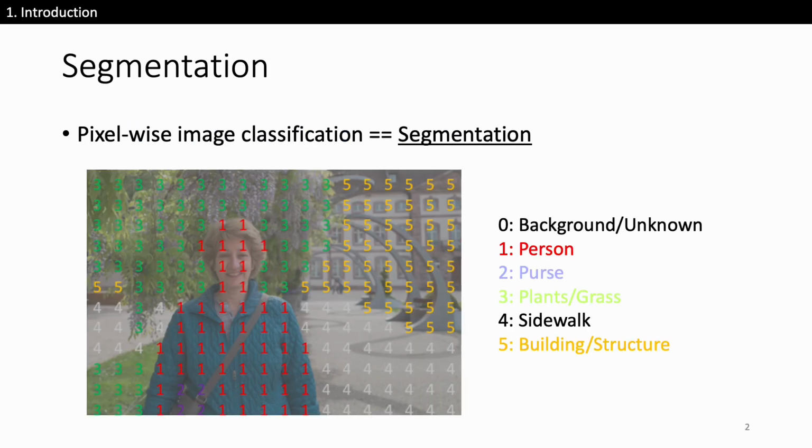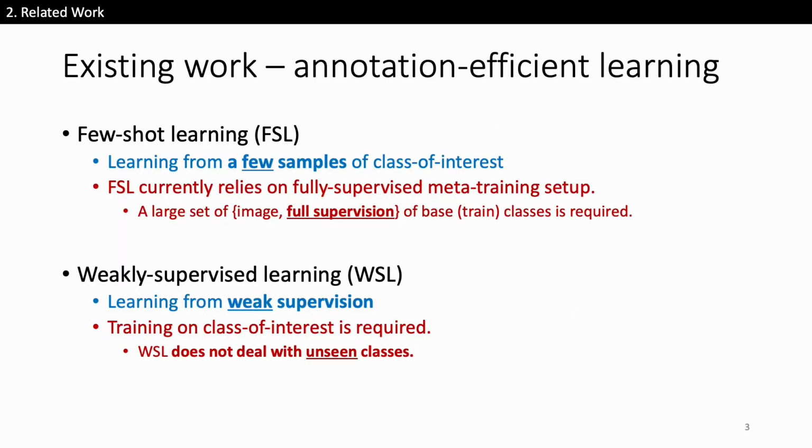Semantic segmentation is pixel-wise image classification to the semantic class each pixel belongs to. While this is a fundamental computer vision research problem, constructing a dataset for segmentation is very expensive since it needs pixel-wise annotations. To reduce annotation burden, few-shot learning has been applied.